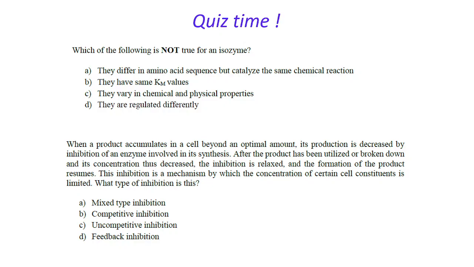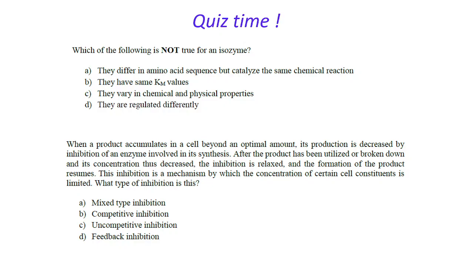Okay, so the statement that they have the same Km values is basically incorrect. So that is not true for an isoenzyme. So option B is the incorrect one.